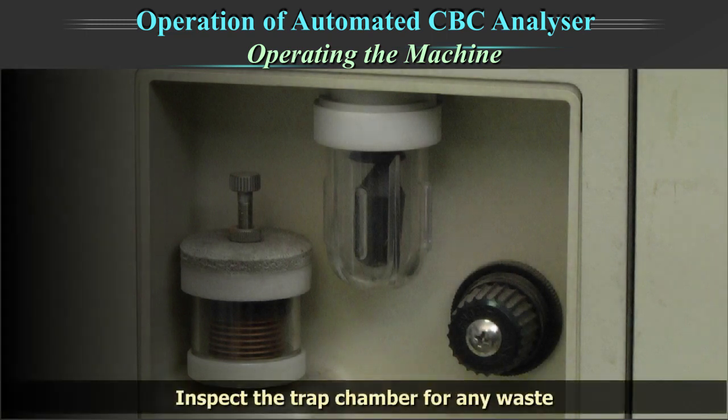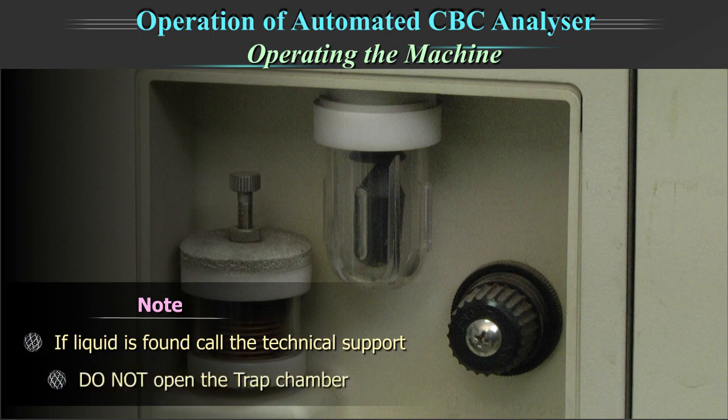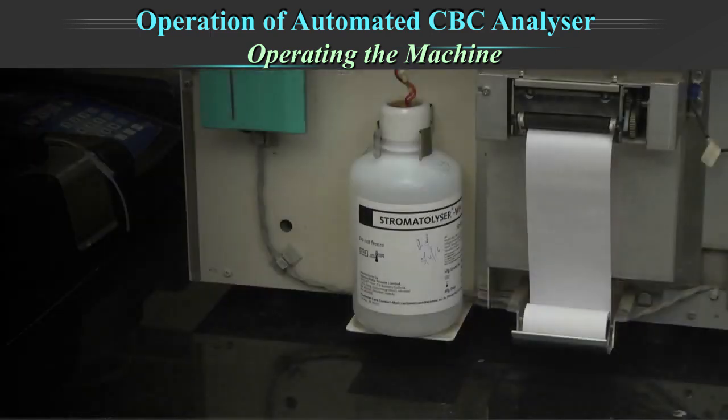Inspect the trap chamber for any waste. Trap chamber indicates the hydraulic and vacuum status of the equipment. There should be no fluid in the chamber. Please note, if fluid is found, call the technical support. Do not open the trap chamber.